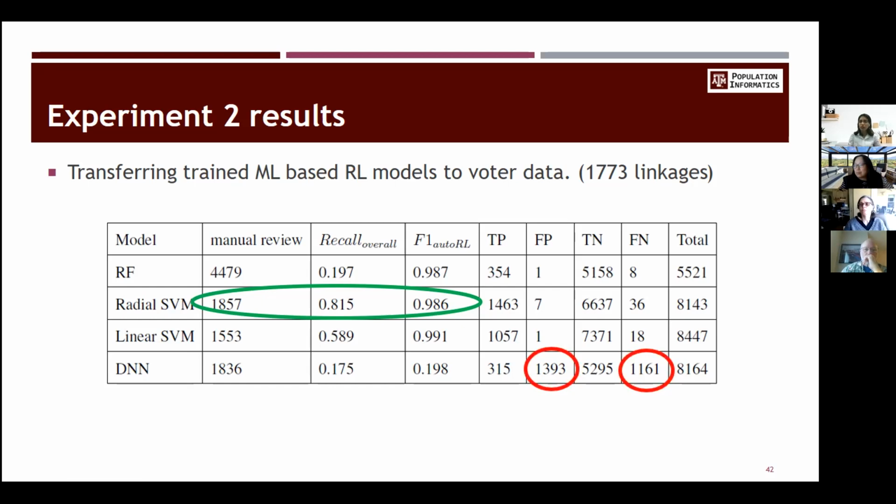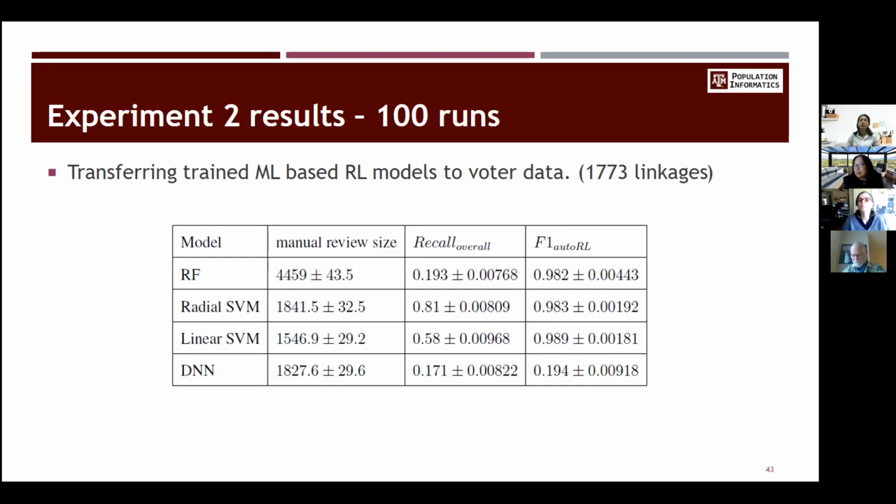The dense neural network is not usable here because we had a lot of false negatives and false positives, which is not acceptable. It may show us that the dense neural network is somehow overfitted to EHR data and couldn't transfer to a new setting well. We reran this experiment 100 times, and in this table, we report the mean and standard deviation of the results.